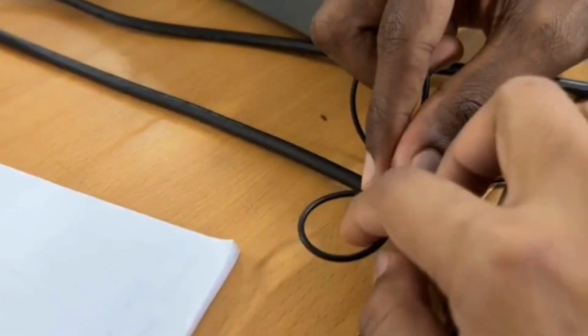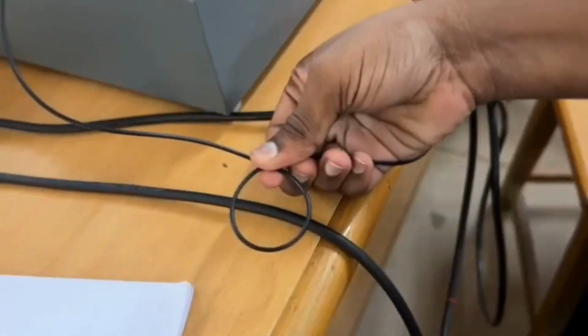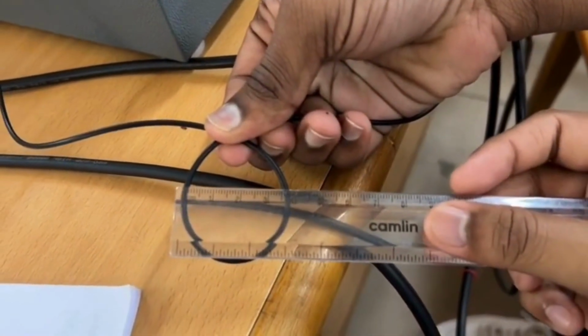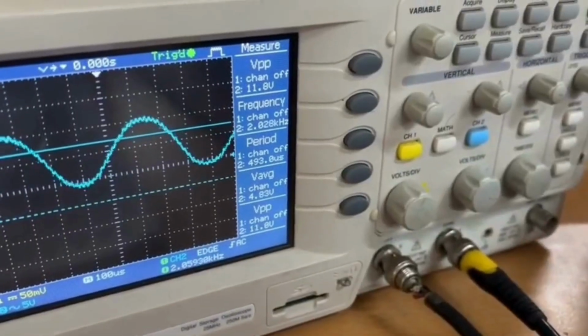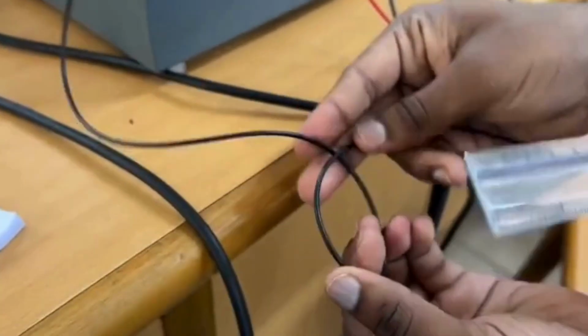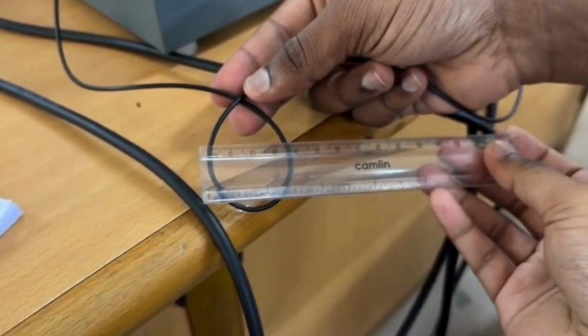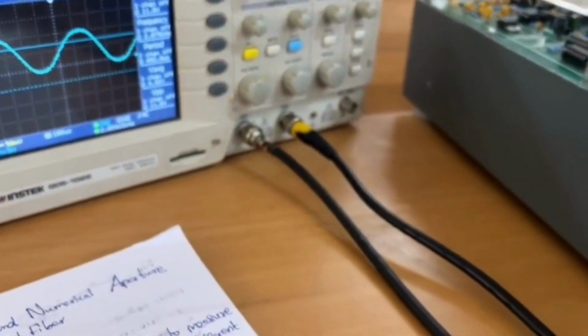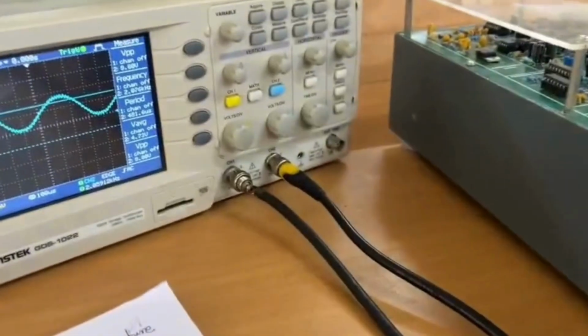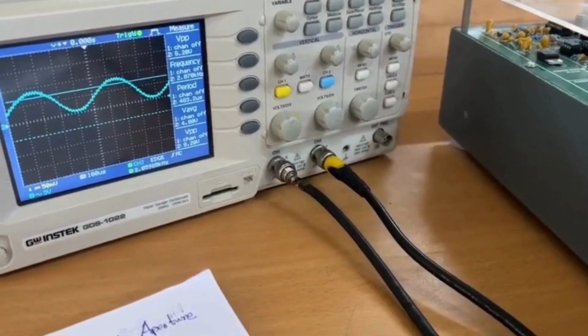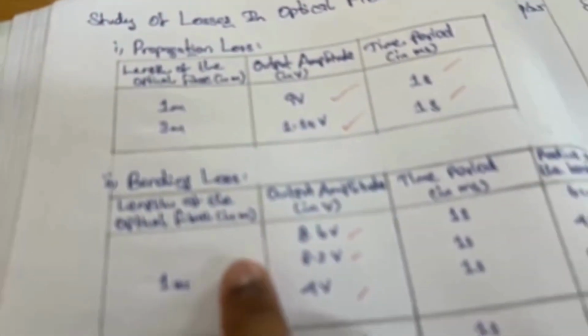First we are going to take a scale. After making the bend, measure that and ensure that the diameter is 6 centimeter. For the 6 centimeter bend, the amplitude will be getting reduced. First it was 14, now it's 12, and again reduce the diameter to 4 centimeter. Now we are taking 4 centimeter, and again the amplitude will be getting reduced. Now it's 9 volts, and when reducing the diameter, the voltage keeps getting reduced. So that is the bending loss experiment.